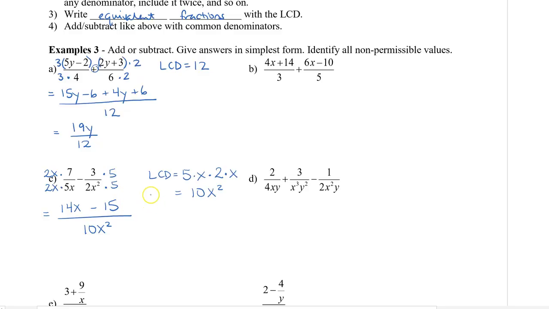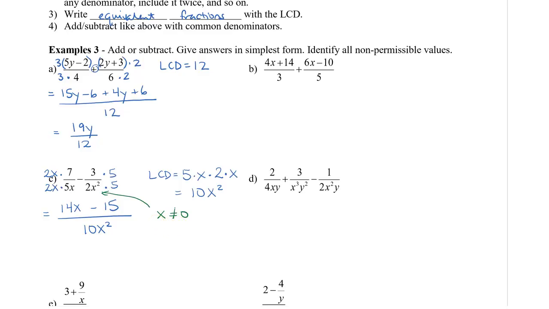So now I'm going to look for my non-permissible values. And for both of them, there is an x here. So we know that x cannot be 0 because it's not a binomial, it's just a single monomial, which means that my non-permissible value is just going to be one single value here, which is x can't equal 0.